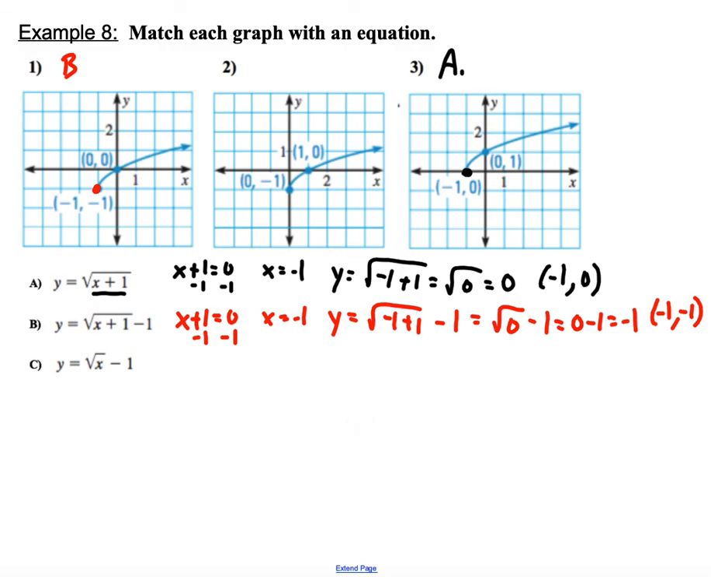All right, and let's do the last one here as well. So whatever's underneath the radical, set equals 0. And so plug it in there. So our ordered pair there is 0, negative 1. Which one of those graphs is sitting there at 0, negative 1? Yeah, that one right there starts there at 0, negative 1. So that's letter C.